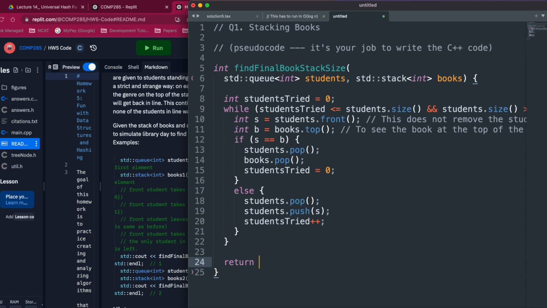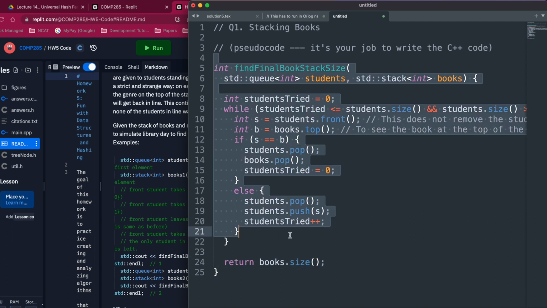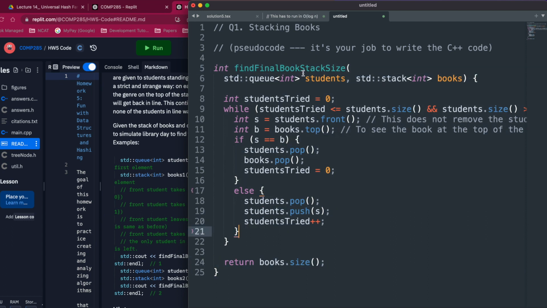We tried all the students, so we're done. And then at the end, we would just return, well, how many books are left, which I think you can just do books.size. Right? It's because we popped them and put them back on, so we just need to know how many books are left. So here is the pseudocode, possibly incorrect, for question 1.